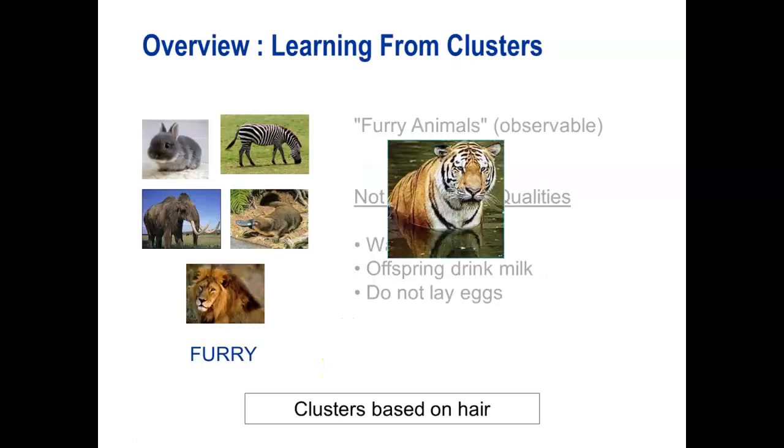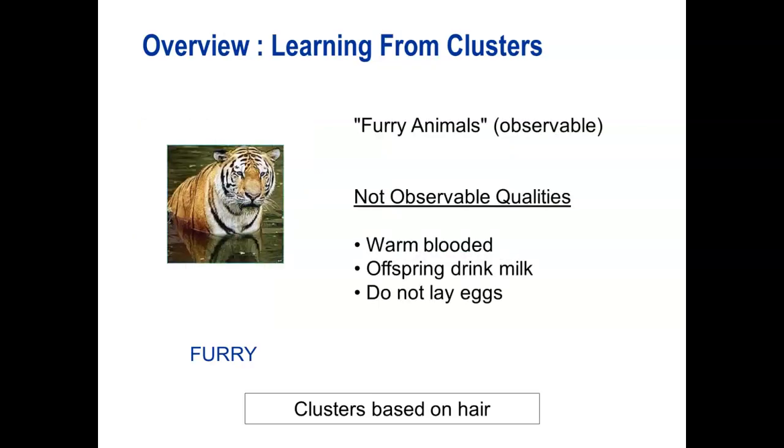Well, we notice that the tiger has furry skin. So we would put him in the furry cluster or the furry segment. And because this tiger is furry, we know that it is warm-blooded, its babies will drink milk, and it does not lay eggs. We don't know anything about the tiger, but we can observe a characteristic and learn something new.